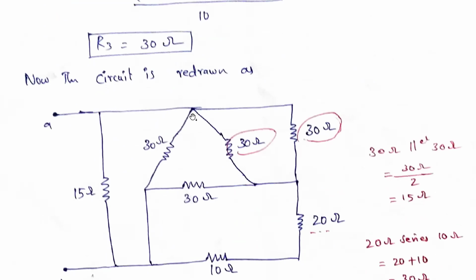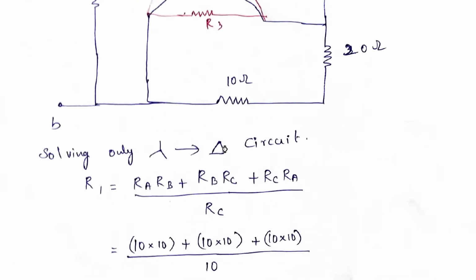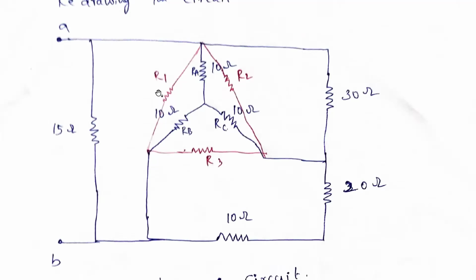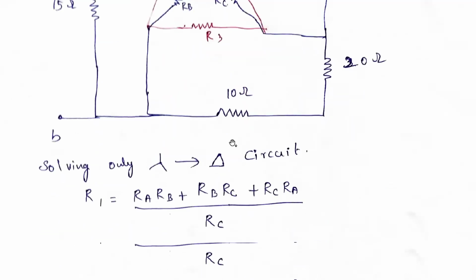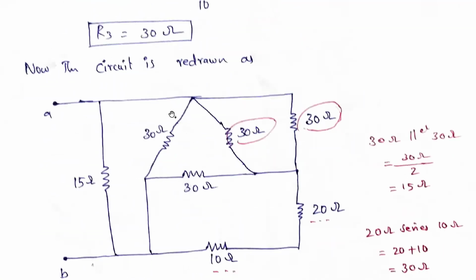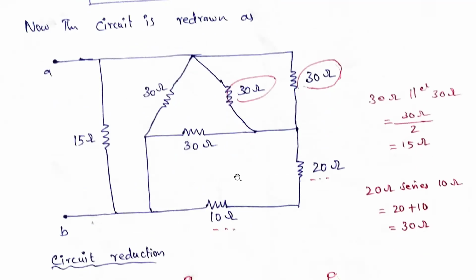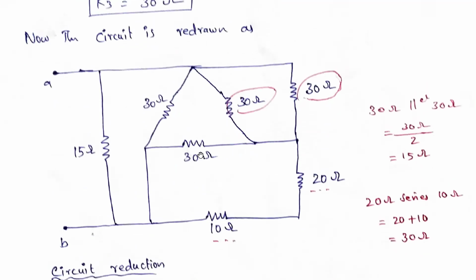Here, what we are doing is, previously a star circuit was there. If you see here, yes, it is a star circuit. Now we found out what R1, R2, and R3 are, that is 30 ohms. So here we are redrawing this same circuit, just with 30 ohms here, 30 ohms here, 30 ohms here, and 30 ohms there by default, here 20 is there, 10 is there, and 15 ohms is there. So now we are reducing the circuit.